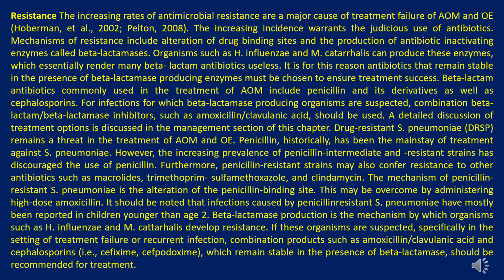The mechanism of penicillin-resistant Streptococcus pneumoniae is the alteration of the penicillin binding site. This may be overcome by administering high-dose amoxicillin. It should be noted that infections caused by penicillin-resistant Streptococcus pneumoniae have mostly been reported in children younger than age 2. Beta-lactamase production is the mechanism by which organisms such as Haemophilus influenzae and Moraxella catarrhalis develop resistance.